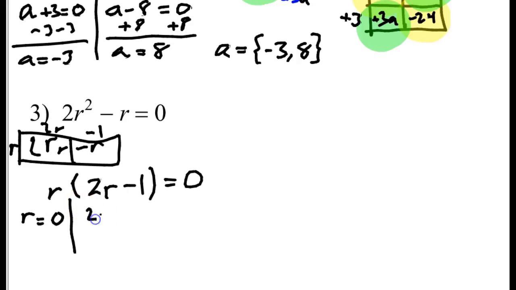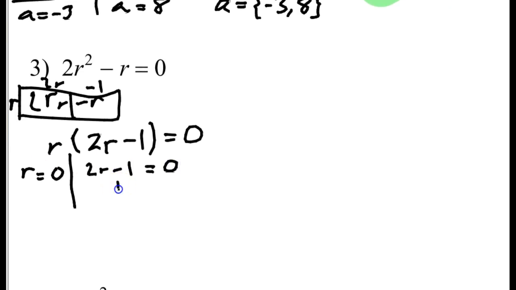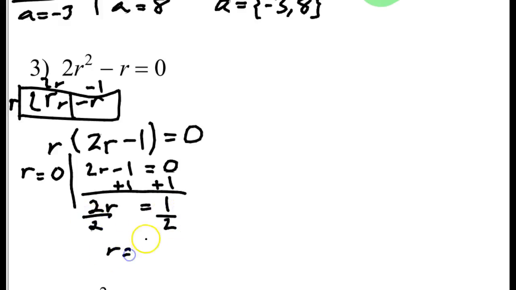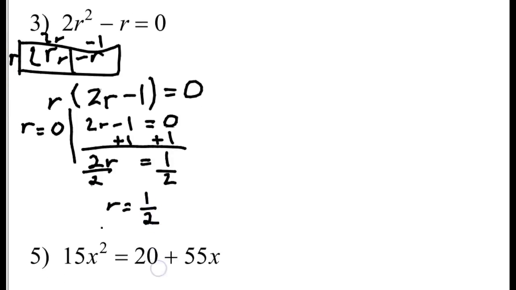One of them equals 0, and then the other one will be 2r minus 1 equals 0, which is a fraction. That's okay. It's a 2-stepper. So we got 2 times what equals positive 1. And when you divide both sides by 2, you get a half. 2 times a half equals 1. Right? And then once again, we can write our answers as intercepts. So we get 0 and 1/2.